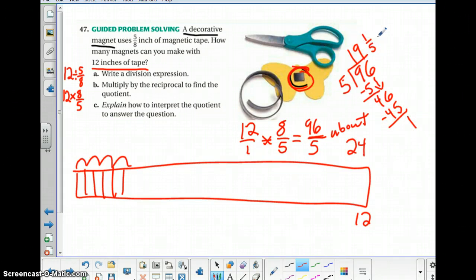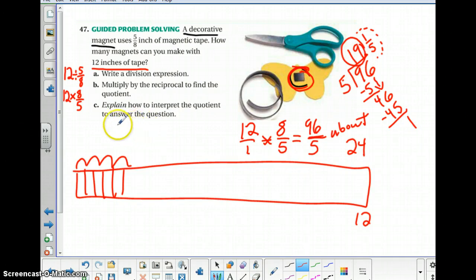So how many whole magnets can we make? 19. Okay, so we can make 19 magnets, but let's talk about this piece right here. What does that 1/5 mean? It can't make a whole magnet. We only have 1/5 of a magnet left. So explain how to interpret the quotient to answer the question. The question is, how many magnets can you make?